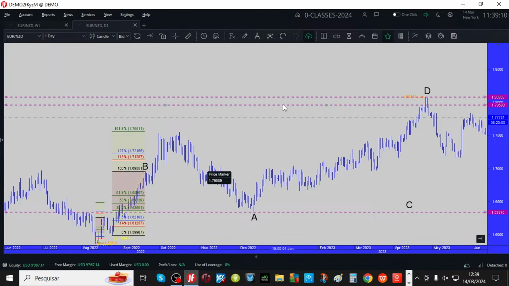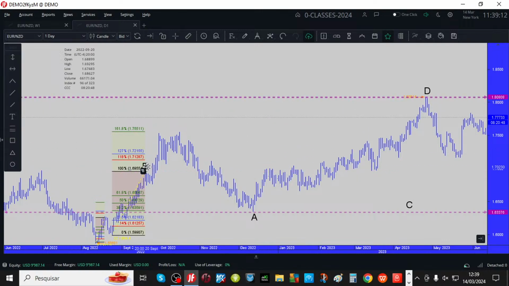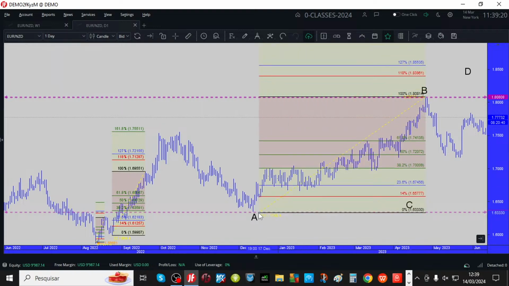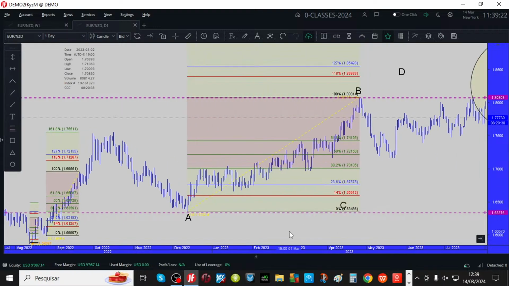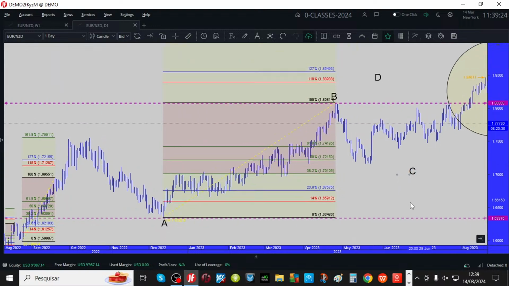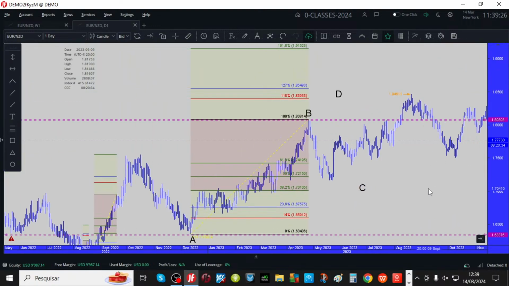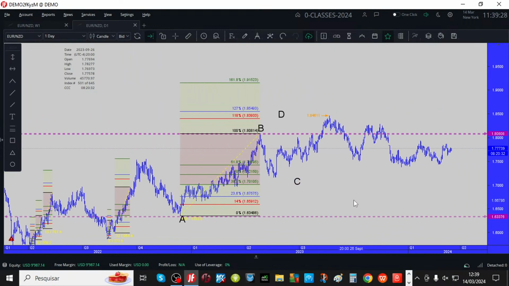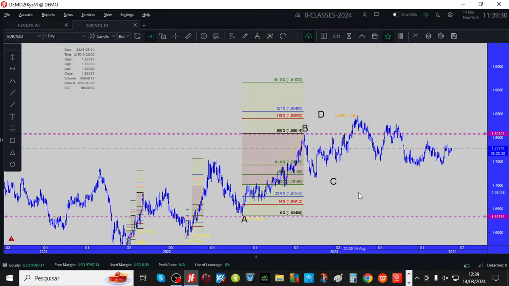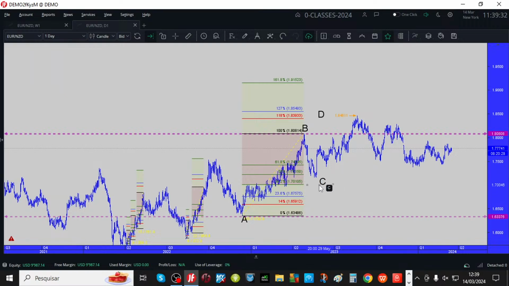So B goes to D, right? And B goes to, up in here, B goes to D. Fibonacci retracement tool. Let's move forward. Let's move forward. And we are here right now. That's the C, that's the D.